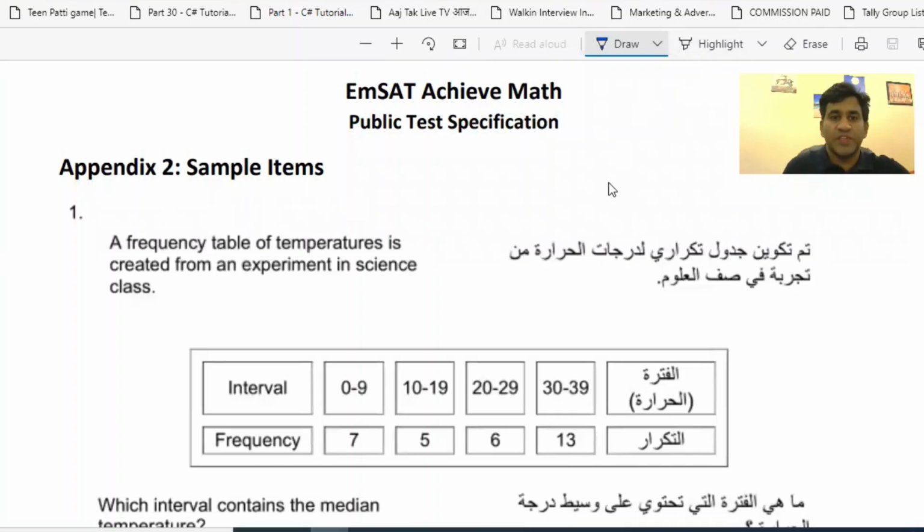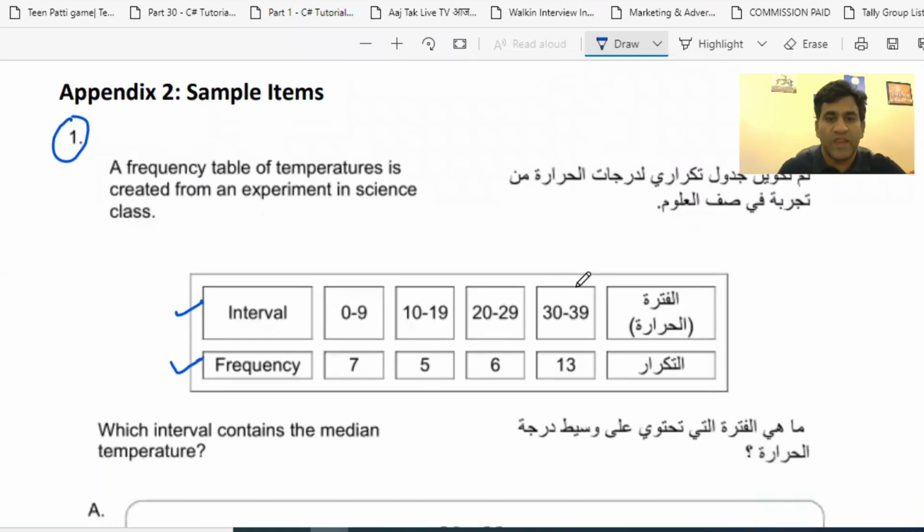The first question mentioned here, as per the EmSAT Achieve Math public test specification, is this one. A frequency table of temperatures is created from an experiment in the science class. This is the interval and this is the frequency. Frequency says how many times the same data has repeated. So according to the table, we can say that the temperature in the range of 0 to 9 repeated 7 times, 10 to 19 repeated 5 times, and so on.